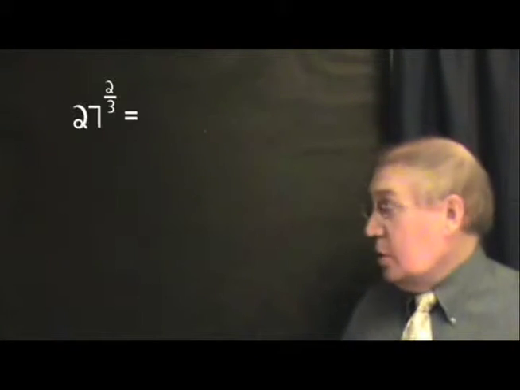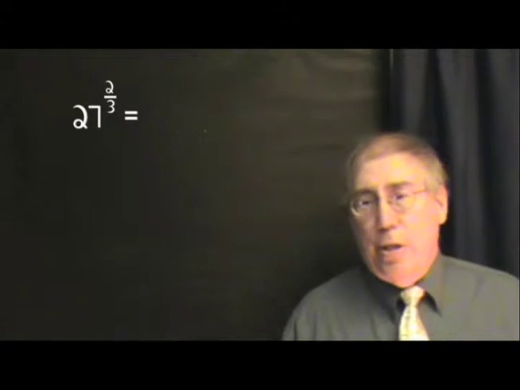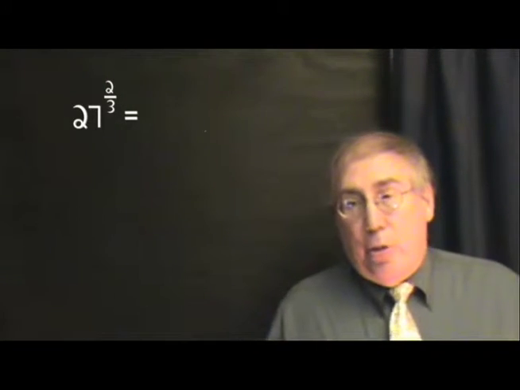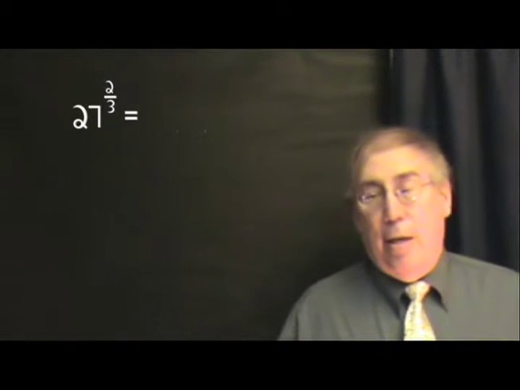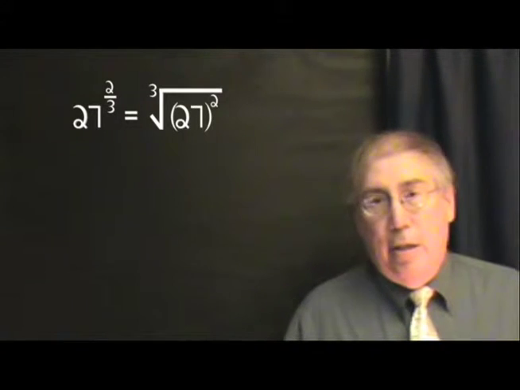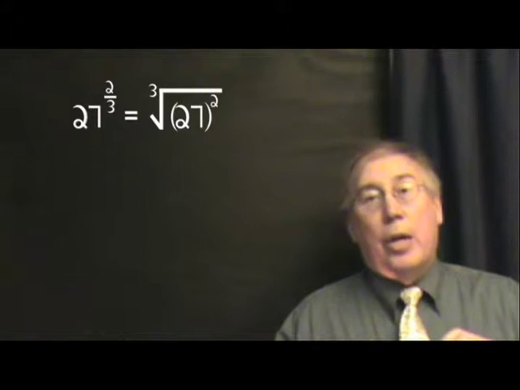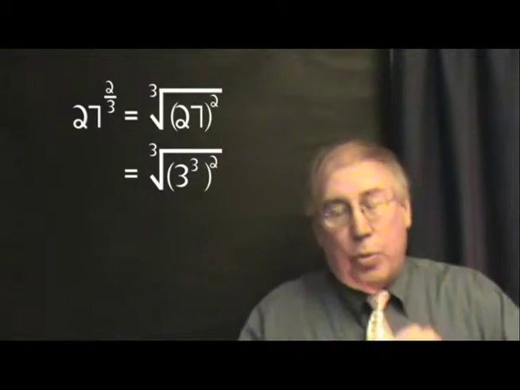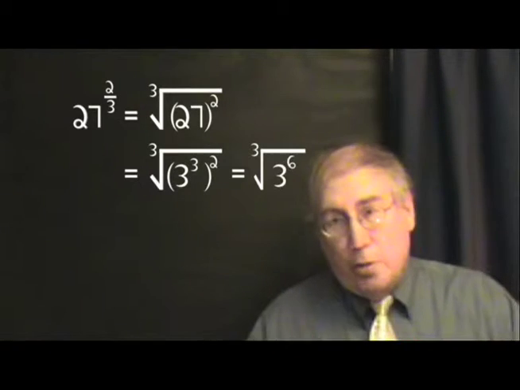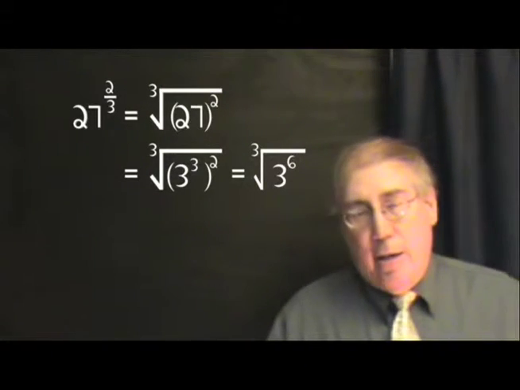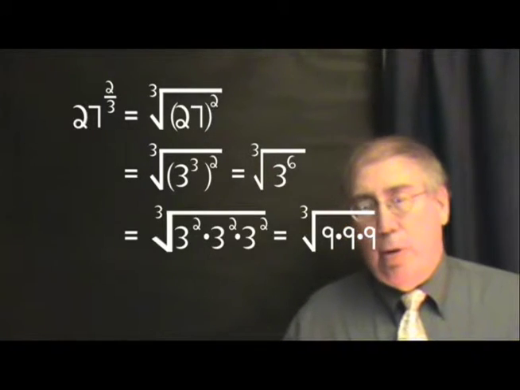So let's see what our next problem is here. 27 to the 2/3. Put the 2 with the 27 and the 3 with the radical sign. So we get the cube root of 27 squared. Here's a way of working this. Look at the 27. 27 is 3 cubed. Now square that, and that is just 3 to the 6th. Now we have the cube root of 3 to the 6th.